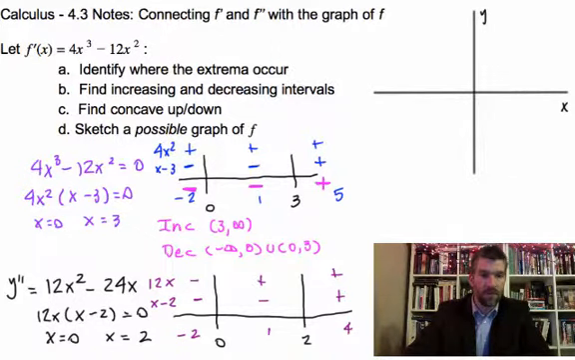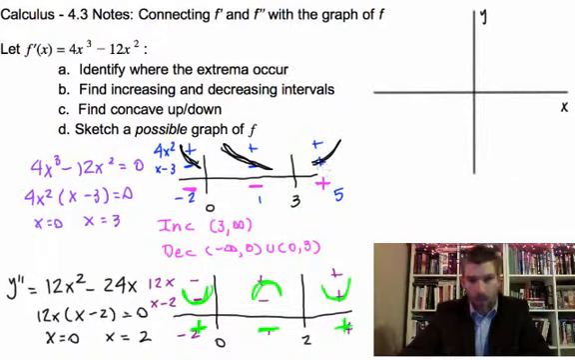So what does this mean for us? Well, it means that I'm positive here, so that means I'm concave up. I'm negative here, which means I'm concave down. And I'm positive here, which means I'm concave up. Now, let's go back up here and check this guy out. I'm negative, so I'm decreasing. I'm negative again, so I'm decreasing. And then I'm positive, so I'm increasing. So we're going to add all this together, and we're going to graph it over here on my graph.